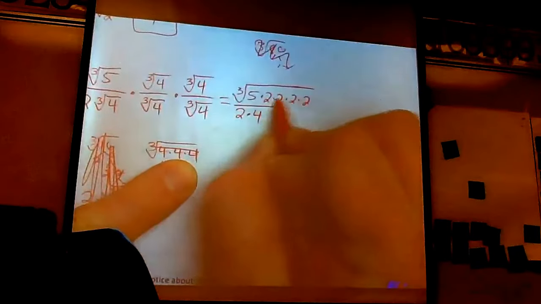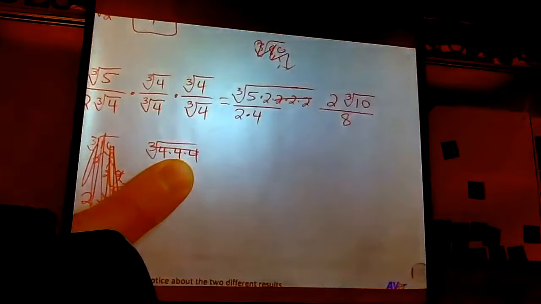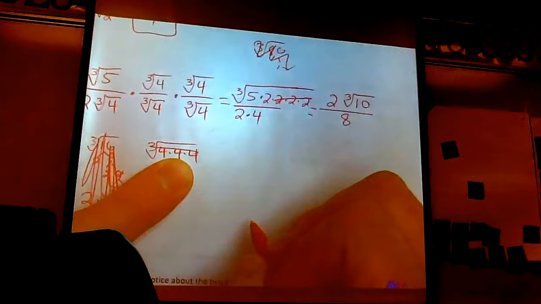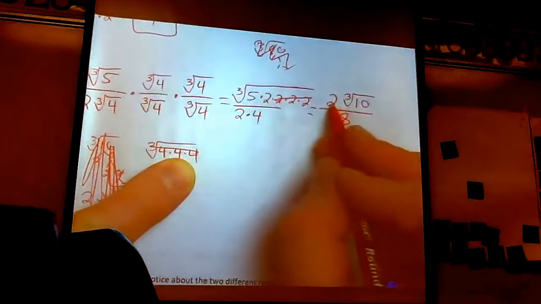There's 3 2s, so I can bring one out. 5 times 2 is left underneath, 10, and I have an 8 on the bottom. It's just a little quicker. If you want to multiply them out and do 80, you'll break it up, you'll get the same thing. 2 times the third root of 10.